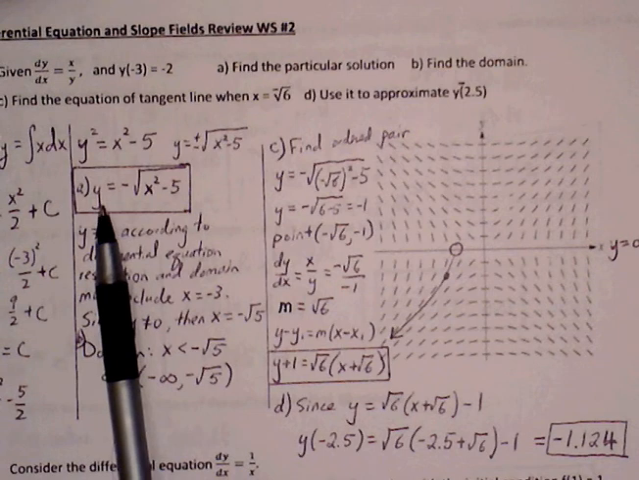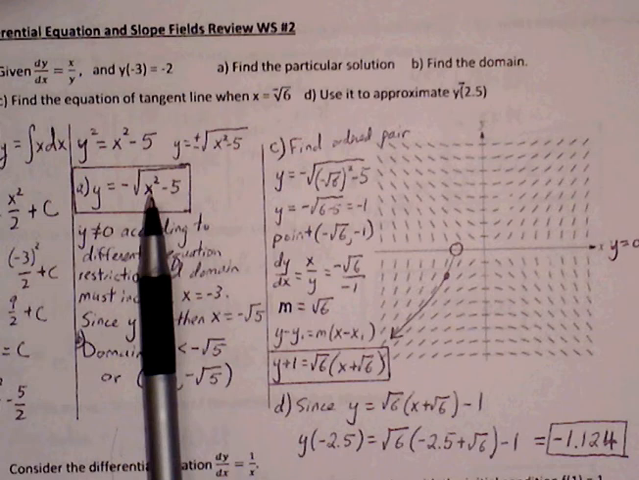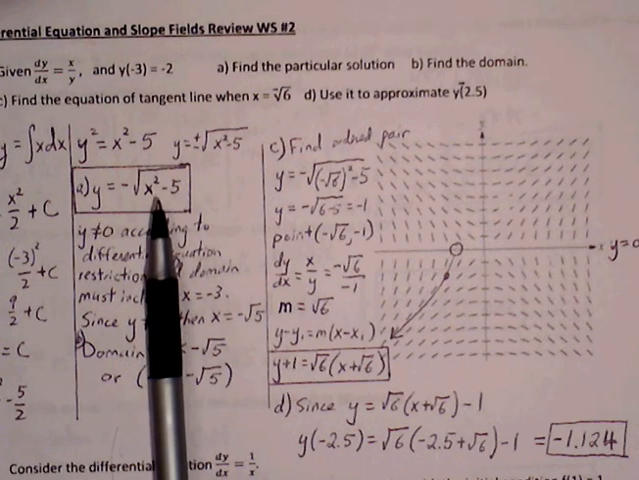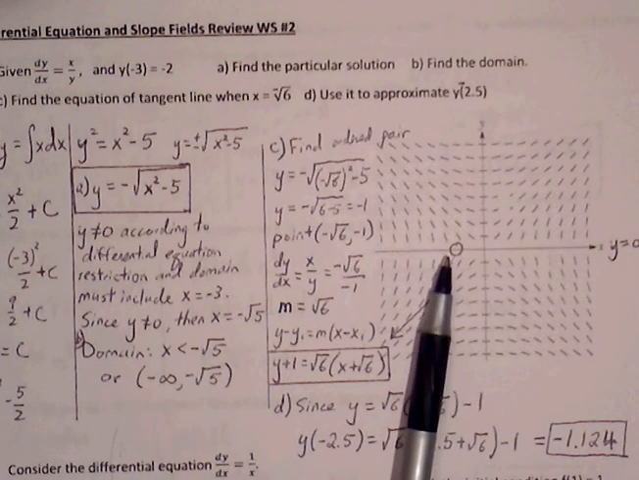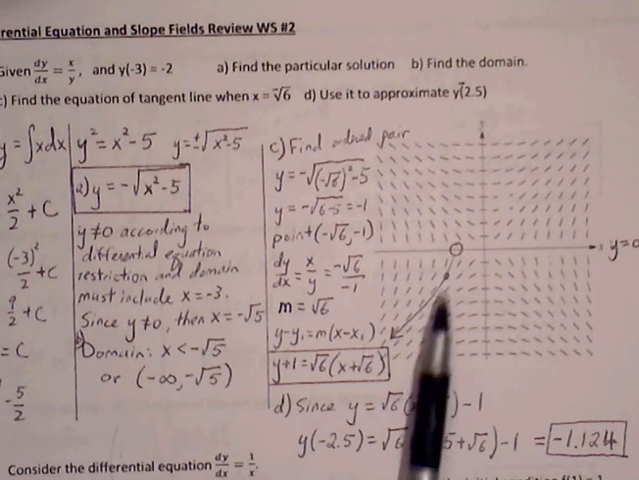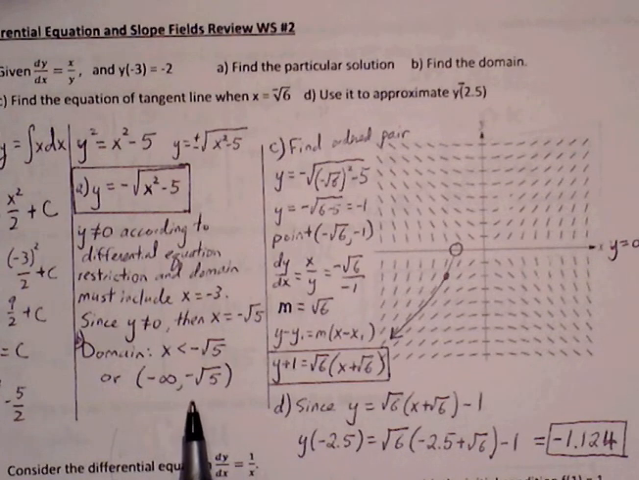So if I replace y with 0 and I solve for x, I can square both sides. I get x squared minus 5 equals 0, x squared equals 5, so therefore x is equal to plus or minus root 5. And this x value is obviously negative, so negative square root of 5. So that's why our domain is x is from -infinity to negative square root of 5.